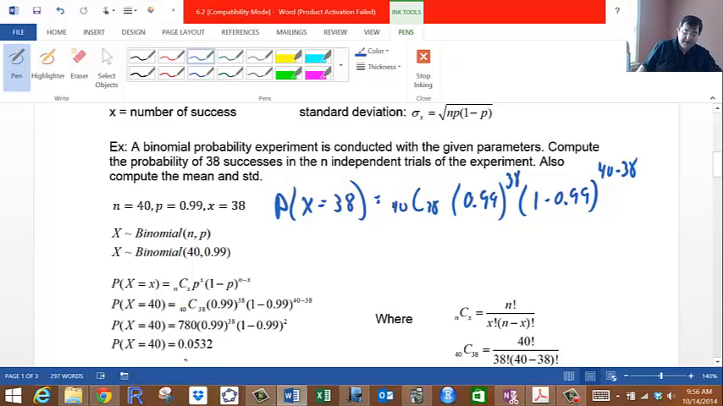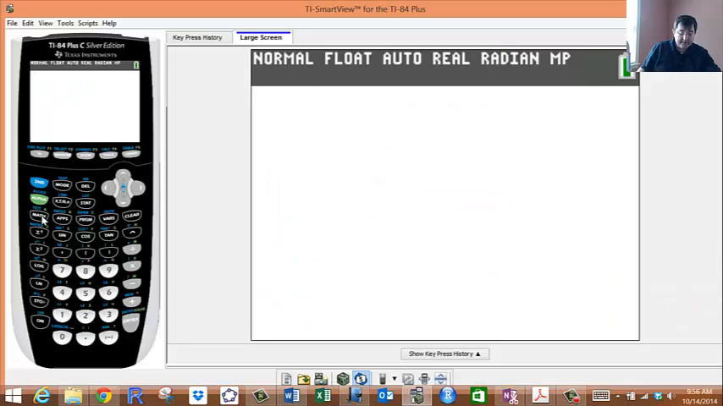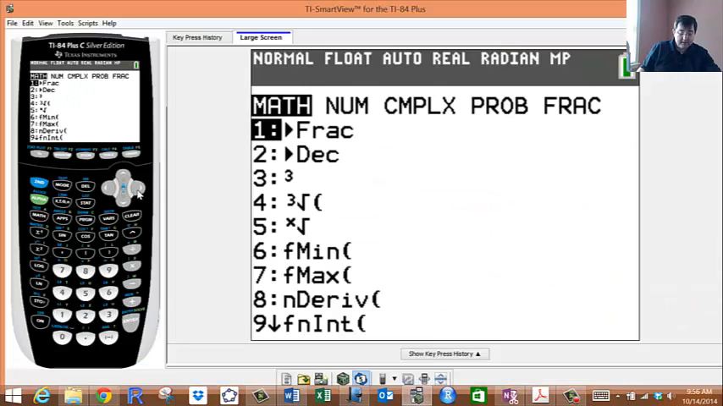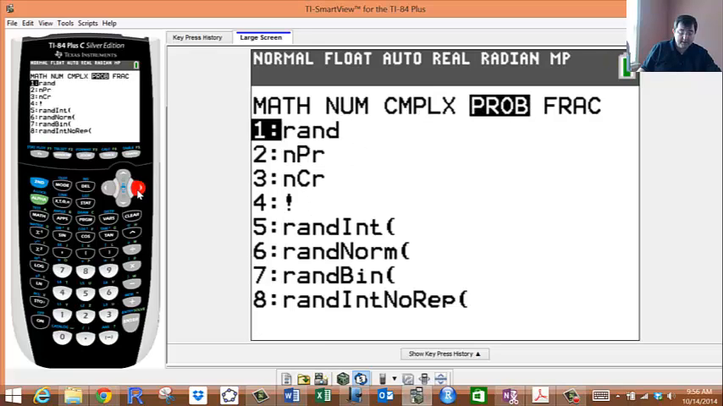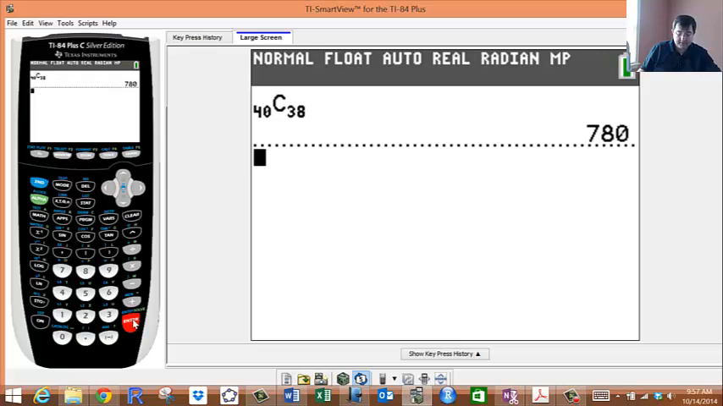This n choose x here, just to show you on the calculator. You can calculate that by going to math, then over to probability, and it'll be n choose r. So you'll hit option number 3. Then n is 40. Scroll over, and x is 38. And enter. So that's where I got the 780 from.